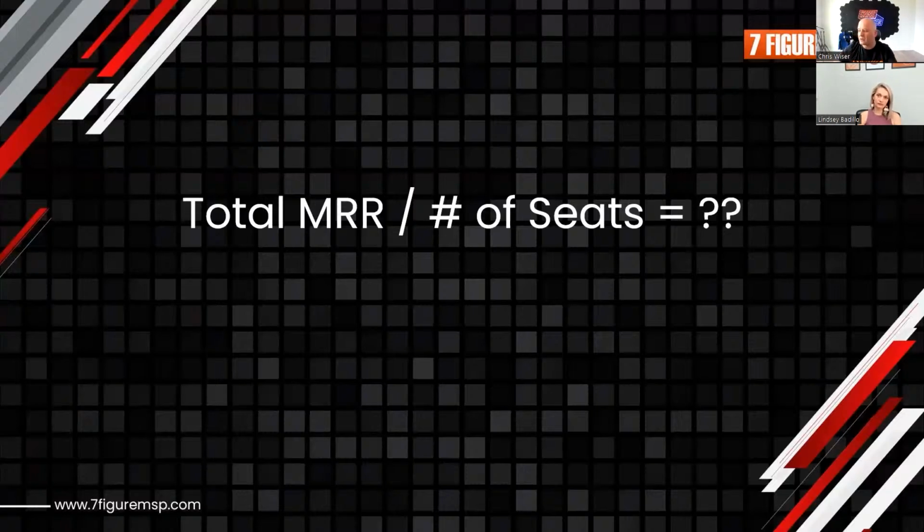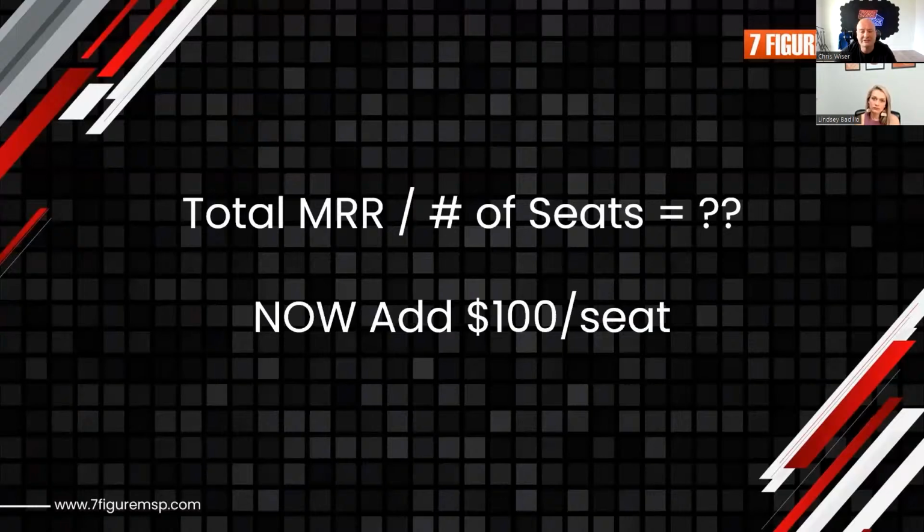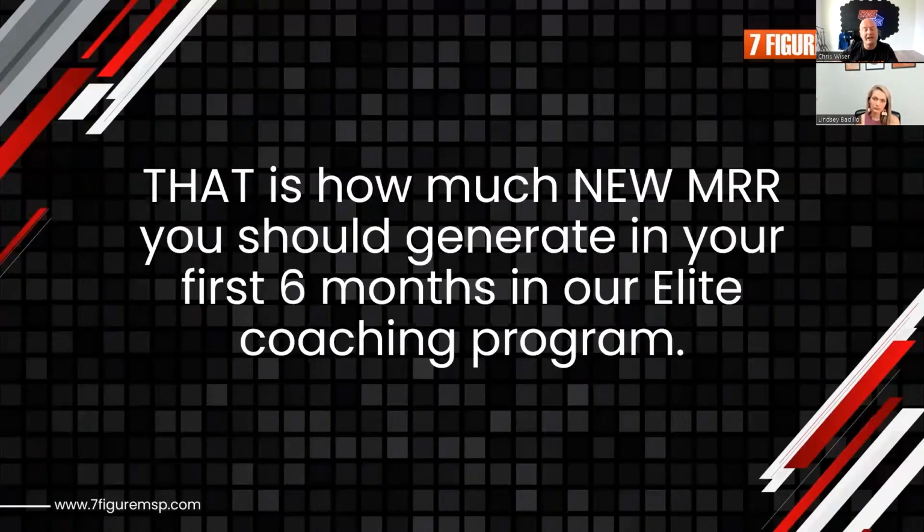So think about that MRR number we got, and we got a bunch of numbers in here. We got an 80, a 250, a 103, a 133, a 125. Now, if you take that number and you add $100 per seat, that should be where you're sitting in the next 3 months. And that's where we are sitting in our first 3 to 6 months in our 7-figure MSP coaching program, a minimum of that.